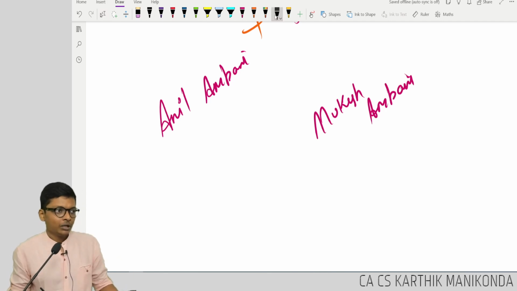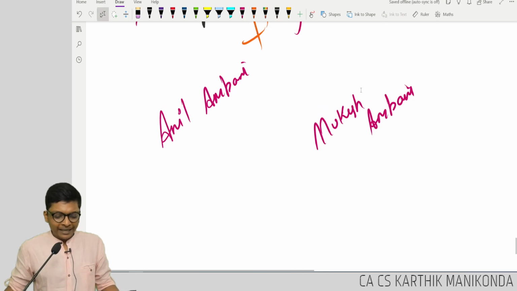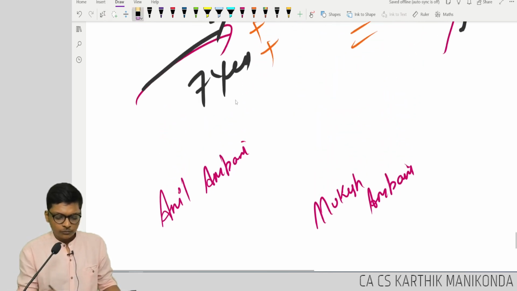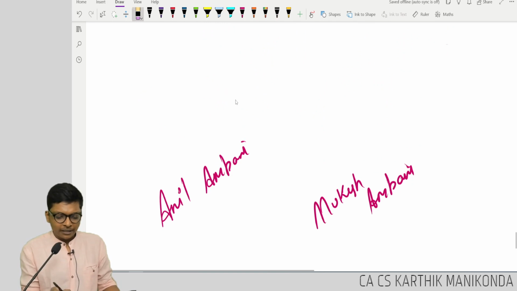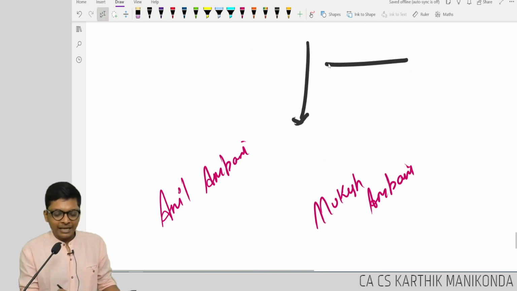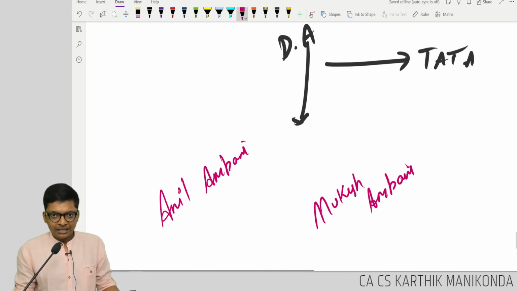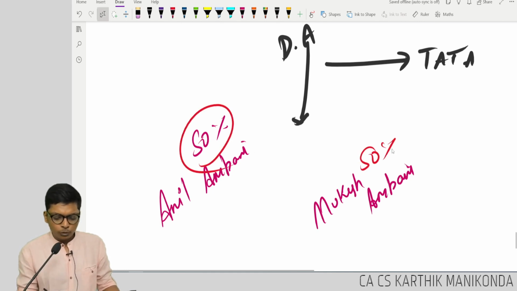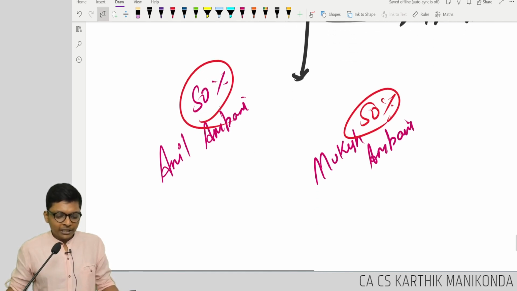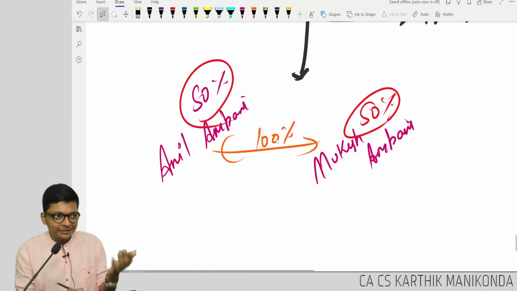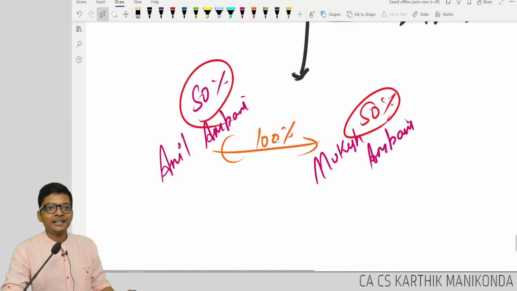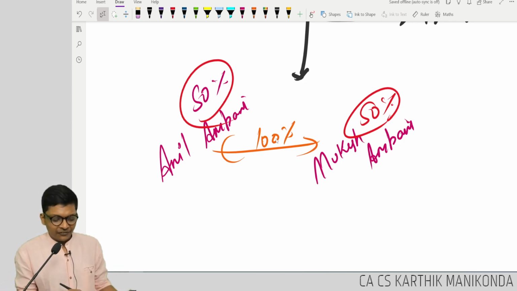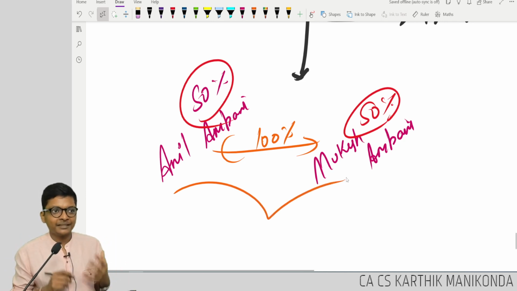Okay. Now, let's say, who is the parent of Anil and Mukesh Ambani? Dhirubhai Ambani. Dhirubhai Ambani had shares in Tata. He gave 50% of shares to Anil Ambani, 50% to Mukesh. Now both are fighting, saying 100% is mine. How many times have you seen in families they fight for money? Correct. So they are fighting for money, guys. They are saying this share is mine, this share is mine.